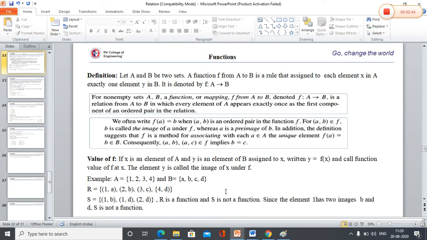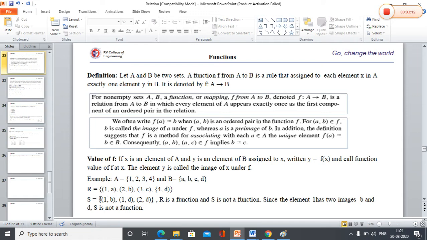So if I say R, here I have 4 ordered pairs: (1,a), (2,b), (3,c), and (4,d). See, in each ordered pair, each element of A, meaning 1, 2, 3, 4, appears as a first component of the ordered pair. So it is appearing, see here 1, then 2, then 3, 4. So each element of A is appearing as a first element of an ordered pair. Okay, so that means R is a function.